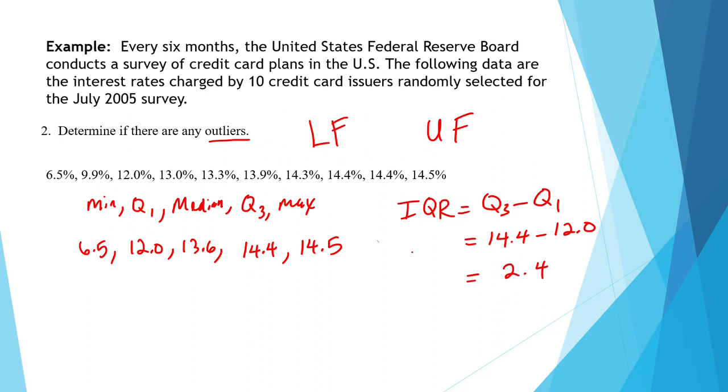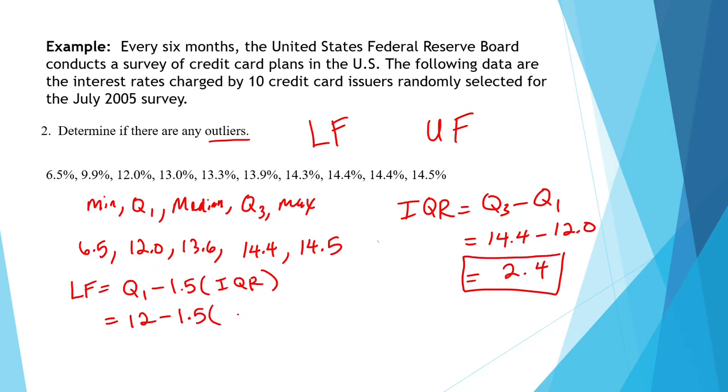Now, since we have found the IQR, we can use that to calculate the lower fence and upper fence. The lower fence is equal to Q1 minus 1.5 times IQR. Q1 is 12, so we'll put 12 minus 1.5 times the IQR, which we already know is equal to 2.4. We can enter this in a calculator, and this gives us 8.4 as the lower fence.